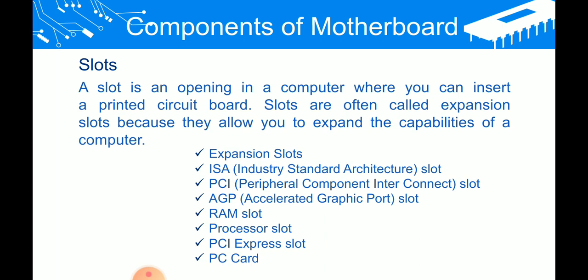Next is the PCI Express slot. This slot has faster communication capacity compared to AGP and PCI. Compared to AGP slot and PCI slot, the PCI Express slot is faster and it functions the same as PCI and AGP. Next is the PC card slot. This slot is used in laptops, so we can find it in laptops, not in desktops. This is to insert Wi-Fi cards, network cards and external modems.